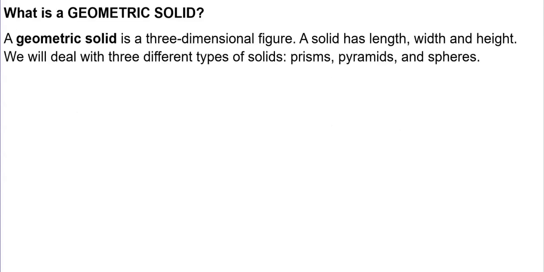So what is a geometric solid? Simply put, it's any three-dimensional object. If you look around the room, everything that exists in 3 dimensions in our classroom is a solid. Solids have length, width, and height. They exist in 3 dimensions. They go front and back, side to side, up and down. Now the solids we are going to talk about in this class are specifically prisms, pyramids, and spheres, as mentioned earlier.